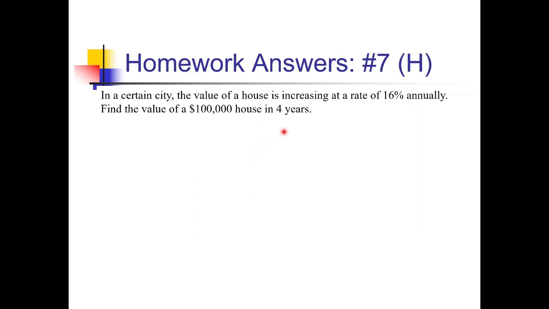For this problem, which is on the honor set, we're told that in a certain city the value of a house is increasing at a rate of 16% annually. They want the value of a $100,000 house in 4 years. Since we've got increasing going on, we can use our exponential growth form, a times 1 plus r to the t. The a value is the initial value of the house, which is 100,000. We're plugging in 4 to the f function eventually.